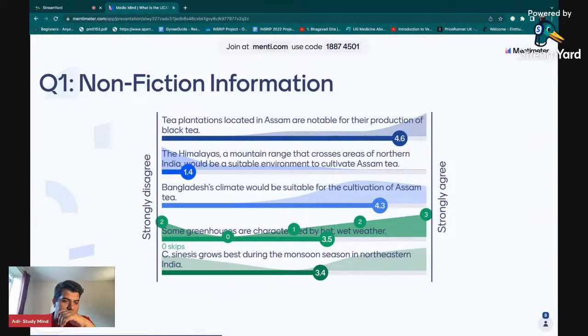Okay, let's go through this. Tea plantations located in Assam are notable for their production of black tea. I think this is an answer that everyone agrees with strongly. The Himalayas are a mountain range that crosses areas of northern India, so would be a suitable environment to cultivate Assam tea. So first, let's deal with the first question. Tea plantations located in Assam are notable for the production of black tea.